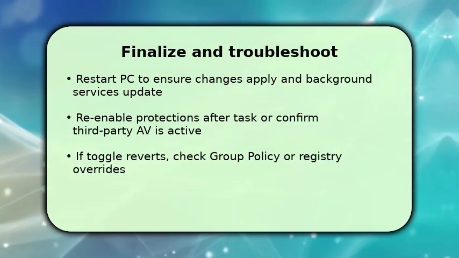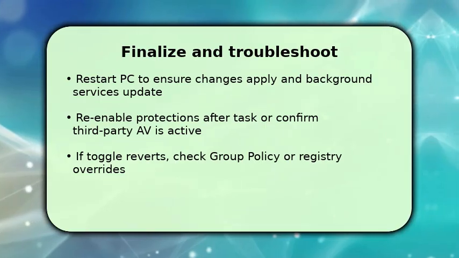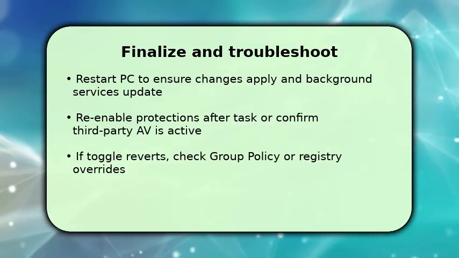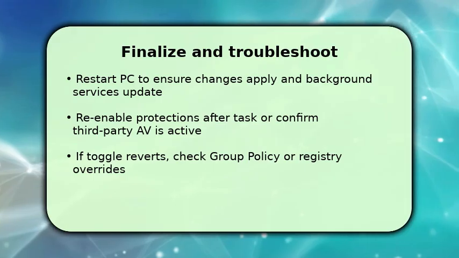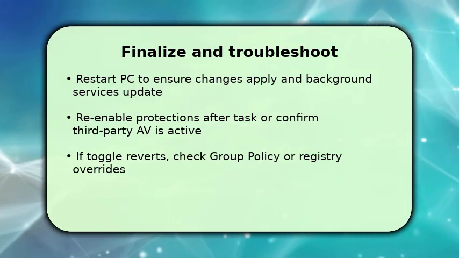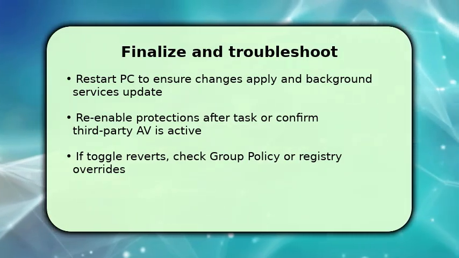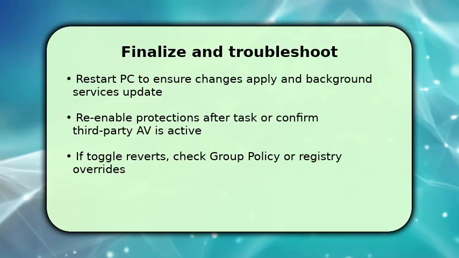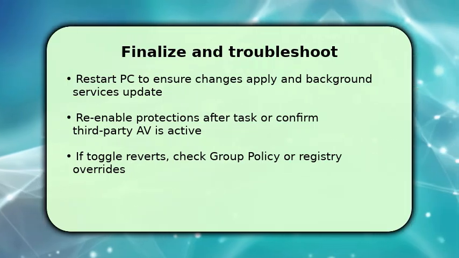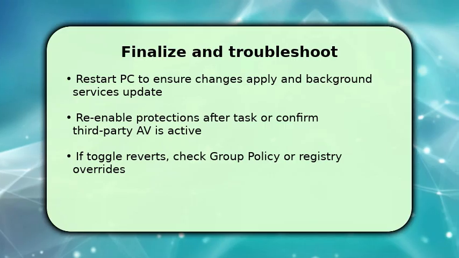Once your task is complete, make sure to re-enable real-time protection or confirm a third-party antivirus is active to maintain security. If the toggle reverts to on or is grayed out, check for Group Policy or registry policies pushed by enterprise management. Those require admin or IT intervention.